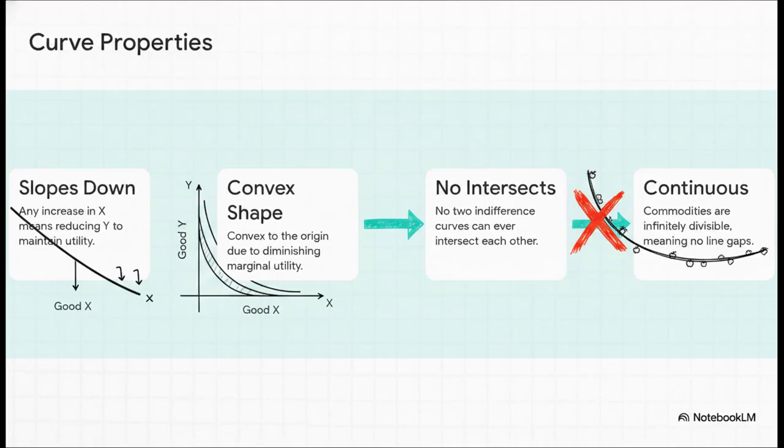Now, this map has some very strict rules governing it. First, these curves always slope downwards to the right, because hey, if you want more of one good, you have to give up some of the other to stay at the same happiness level. Second, they're convex to the origin, meaning they bow inward. Because of that diminishing marginal utility we just talked about, your trade-offs naturally taper off. And fourth, we assume the line is continuous, meaning goods can be perfectly divided.